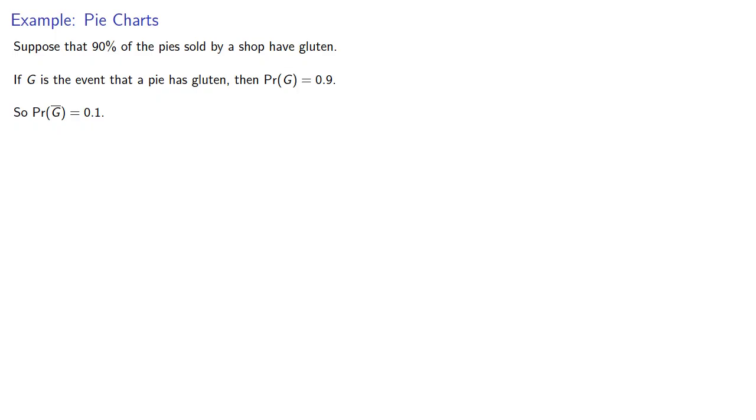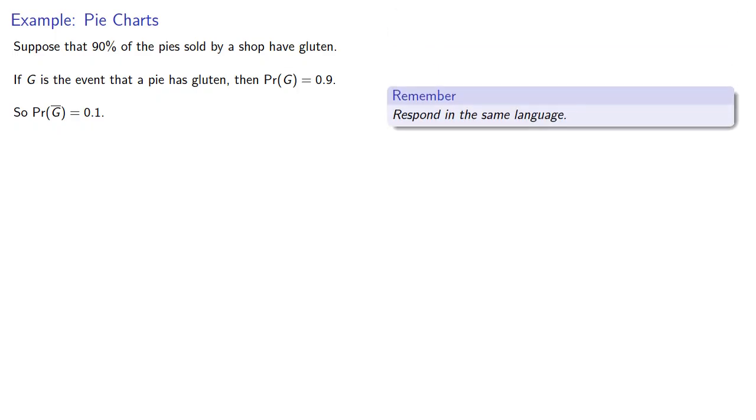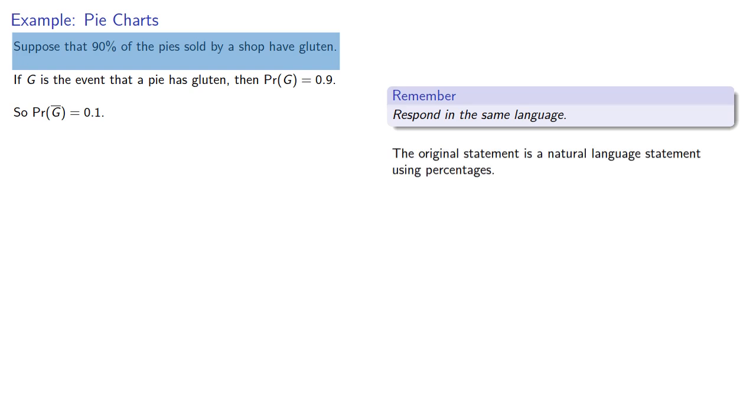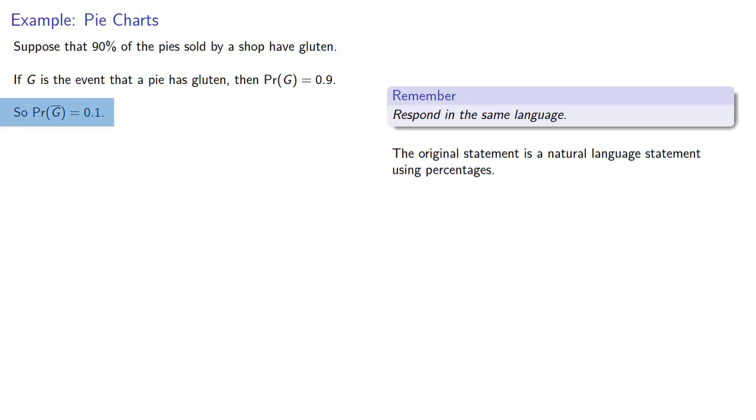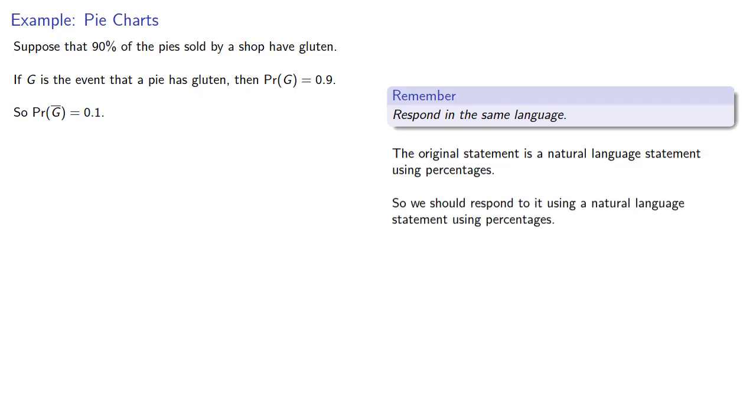Now, at this point, we'll invoke an important rule: respond in the same language. Note that the original statement is a natural language statement using percentages. So while we are technically correct in writing the probability of G complement equals 0.1, we should respond in a natural language statement also using percentages. And so we can interpret this: the probability a pie does not have gluten is 10%.